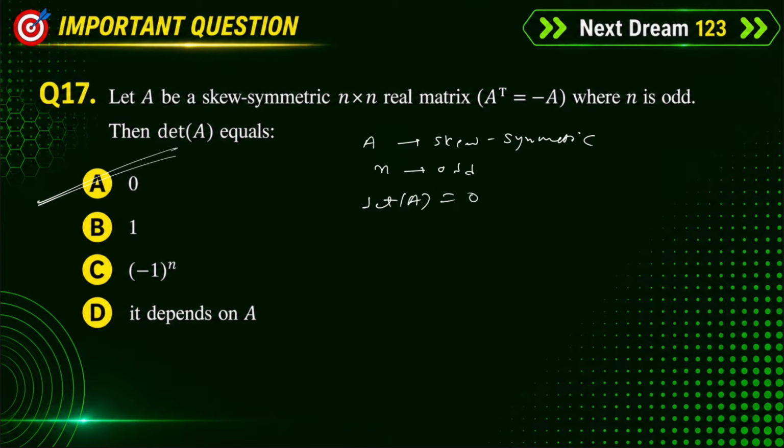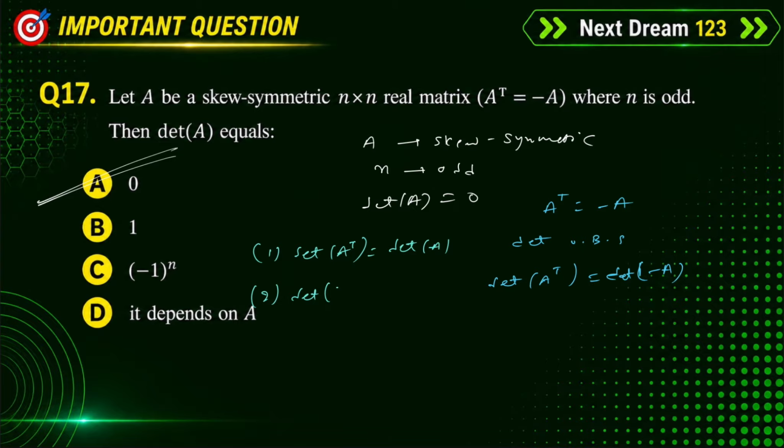See, let's discuss this. What is skew-symmetric? A transpose equal to minus A. Let's apply det on both sides. We get det of A transpose equal to det of minus A. Then we know that det of A transpose is same as det of A. We know the properties: determinant of A transpose is same as determinant of A, and determinant of K times A is equal to K power of n into determinant of A. This is one more property.